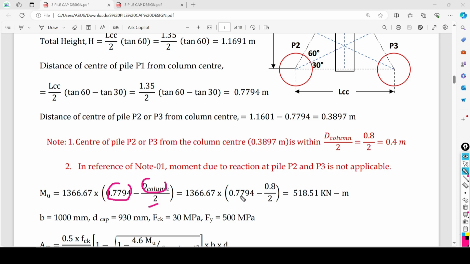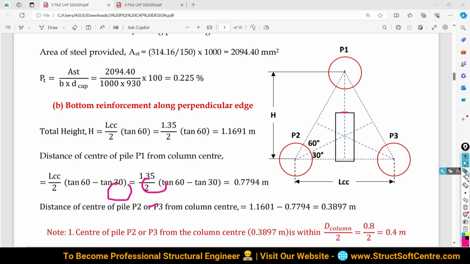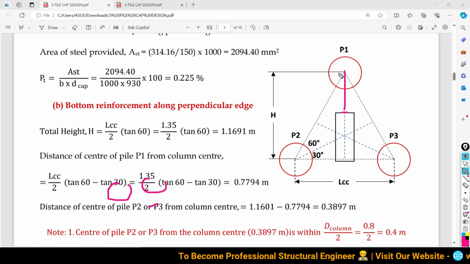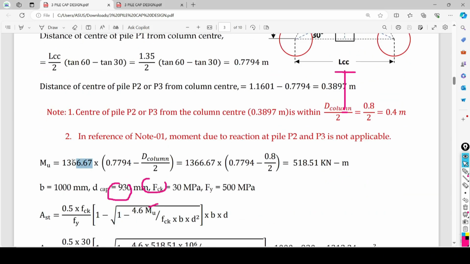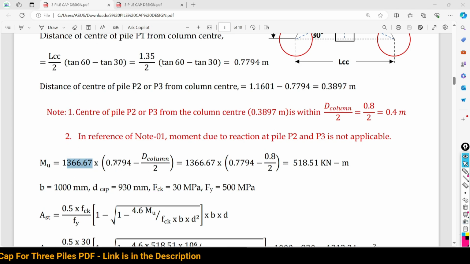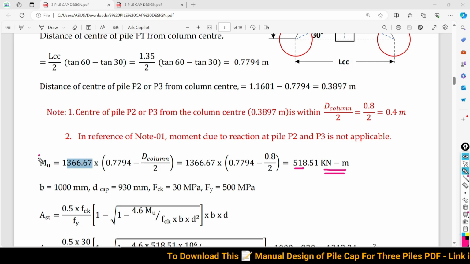So after doing this what? 0.7794 total minus half of your depth of the column. So we are getting this clear distance from the face of the column up to the center of the pile, and that value, that perpendicular distance, we are going to multiply with the reaction that is carried by your pile 1. Okay, so that we are going to put here, pile 1 carrying the reaction as 1366 multiplied by what? This perpendicular distance. Okay, so after doing this calculation we are getting the value of 518.51 kilonewton meter. This is the ultimate moment along the perpendicular direction.